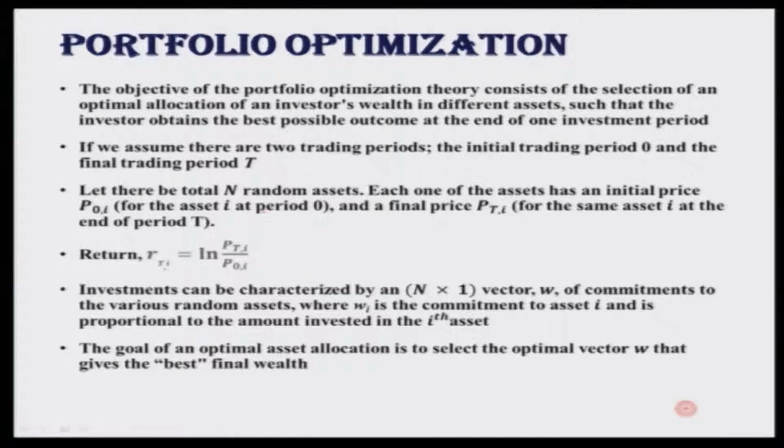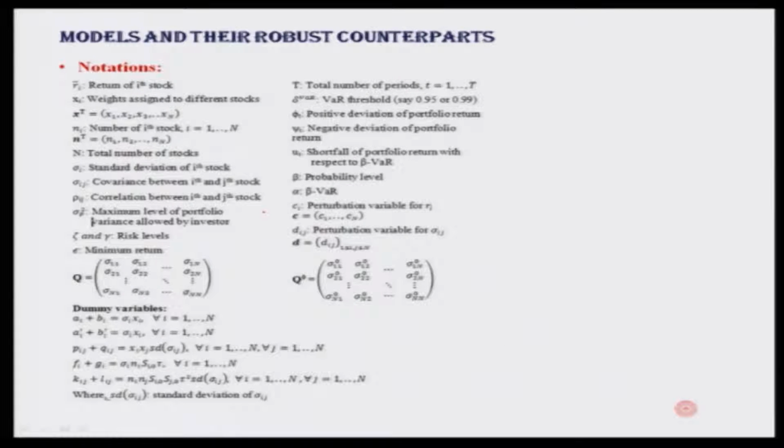Investments can be characterized by n cross 1 vector which is w1, w2 till wn, which are the weights. And the goal of the optimal allocation is to select the optimal vector w that gives the best final worth, whatever the concept of best is. So, let us consider these notations without going into technicalities.